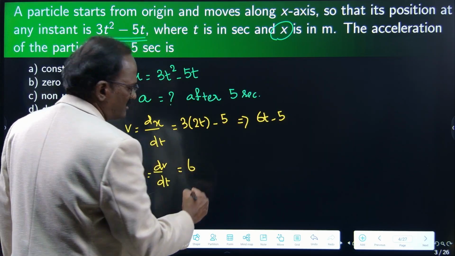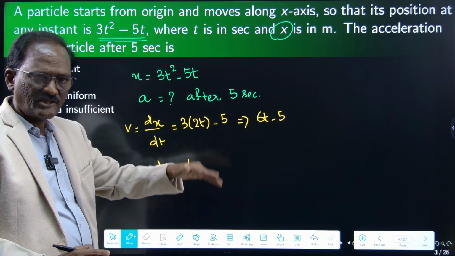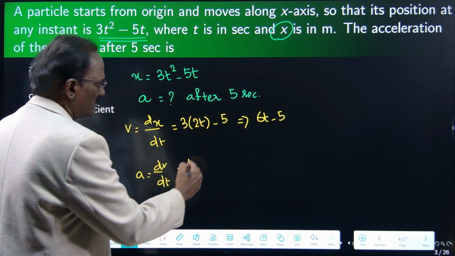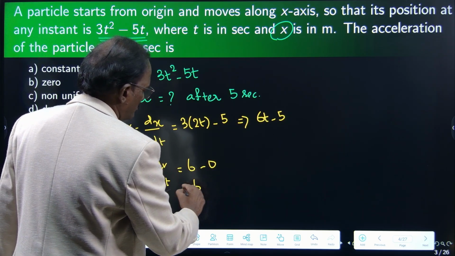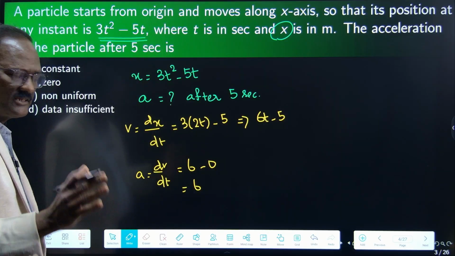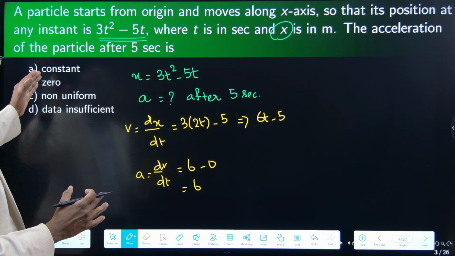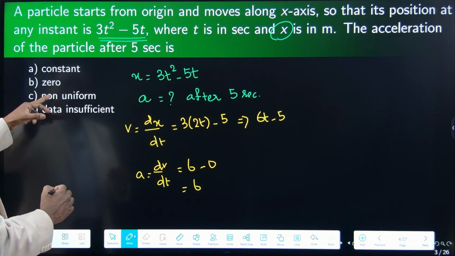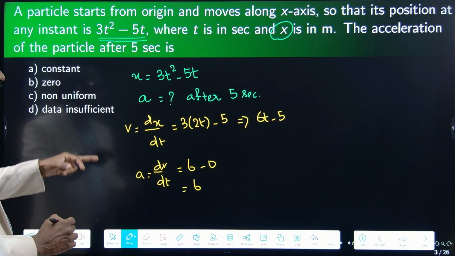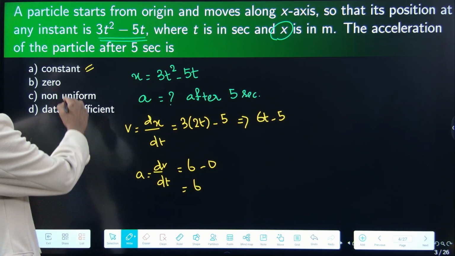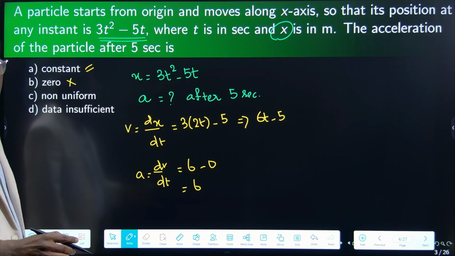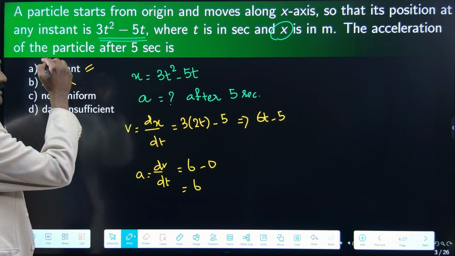6 is constant. Differentiation of t with respect to t is 1. So it is a constant. So 6 minus 0, a is equal to 6. a is equal to 6 is the answer for this problem. The options are constant, 0, non-uniform, data insufficient. Constant is correct. a is equal to 6. Non-uniform means it is not constant, variable.